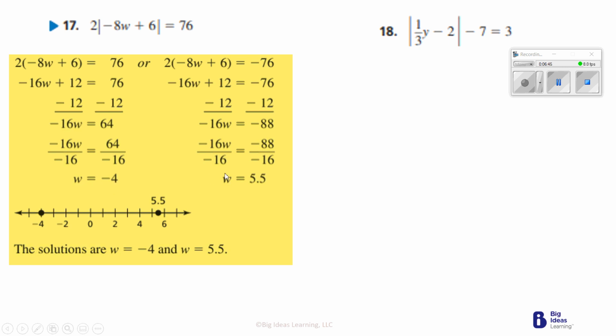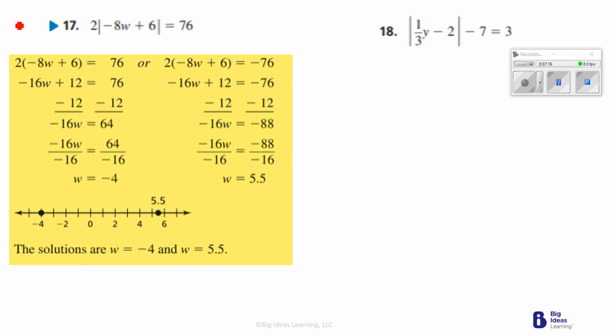All right. On this side, when you distribute your properties, you'd have a negative 76 over here waiting. And then you would, again, subtract 12 from both sides, leaving this with a negative 88. And now you have negative 16W equals negative 88. You divide by negative 16. A negative divided by negative is a positive, and 88 divided by 16 will be 5.5.